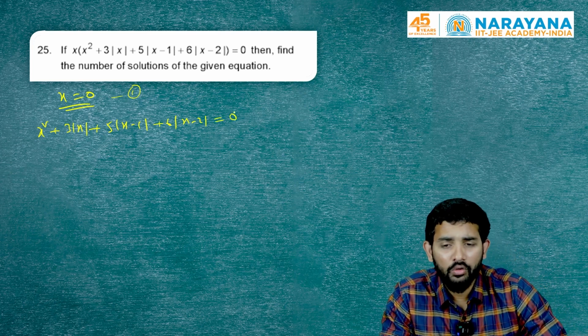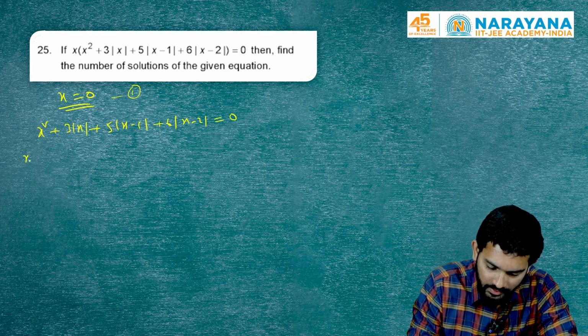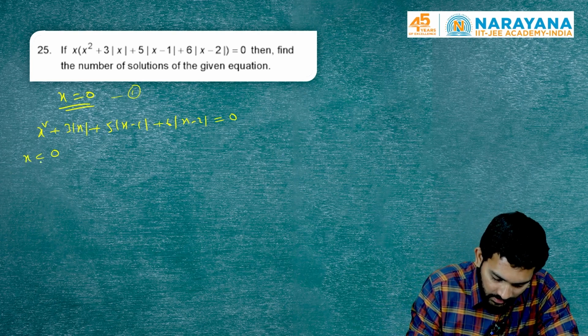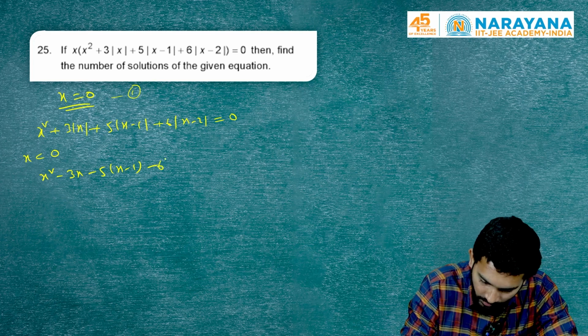Now, in order to remove these modulus, we have to take cases. So first case, we will take x < 0. When x is less than 0, I will get this as x² − 3x − 5(x − 1) − 6(x − 2) = 0.